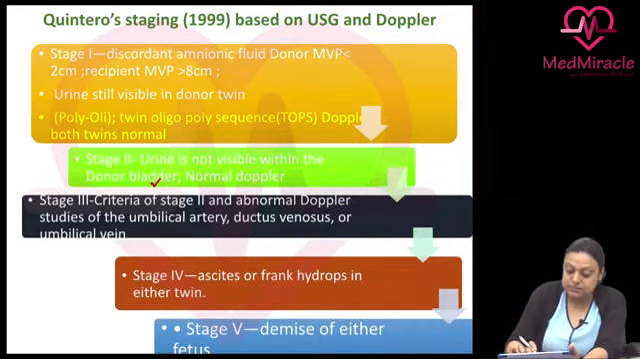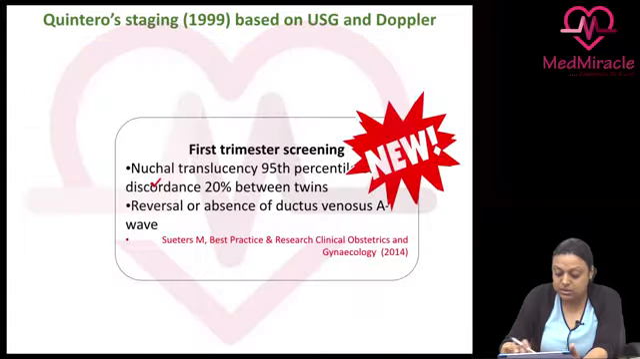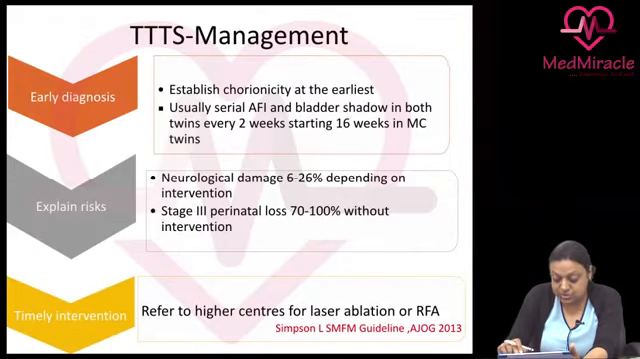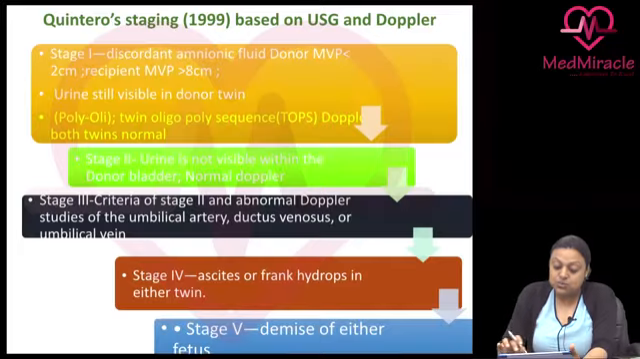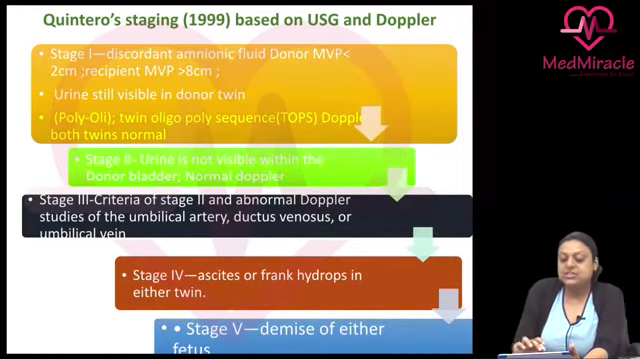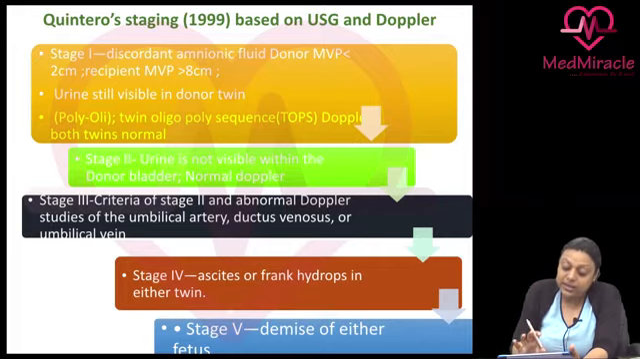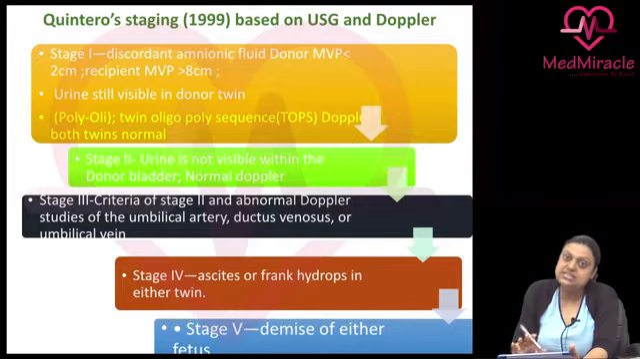So that is the Quintero staging, and in stage 5, there will be demise of either of the two. So that is why this Quintero staging is basically done to determine as and when we need to intervene, depending upon the stage of the disease and the gestational age.